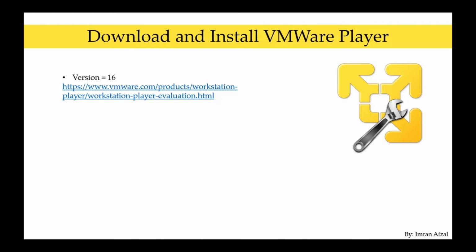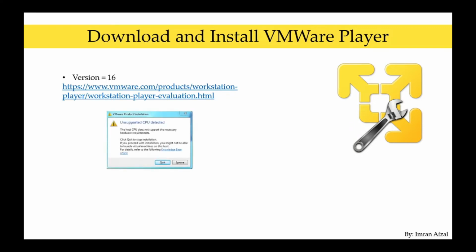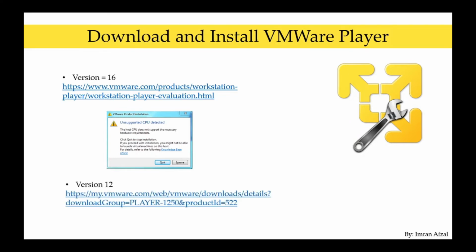Now, for those of you who are running an older version of CPU and trying to install the latest version of VMware Workstation Player, you might get a message like this: Unsupported CPU detected. If you do, then it means you cannot run the latest version of the player. You have to downgrade. I would recommend that you go with version 12, which most of the time would work for the older versions of the CPU. Alright, now let's go ahead and download it.